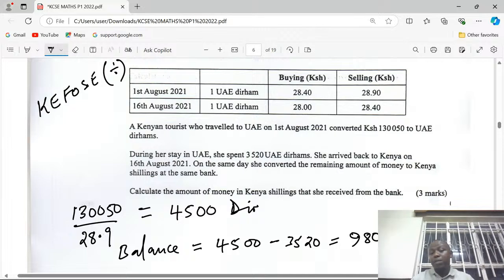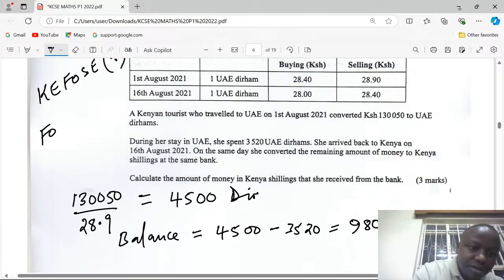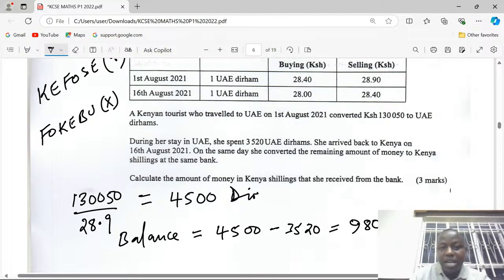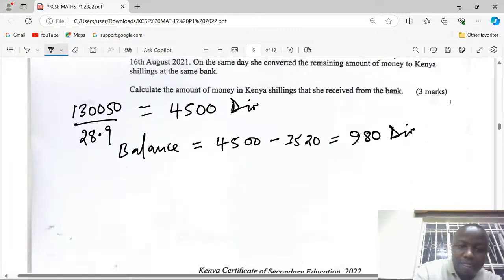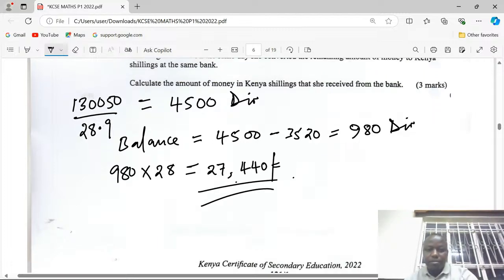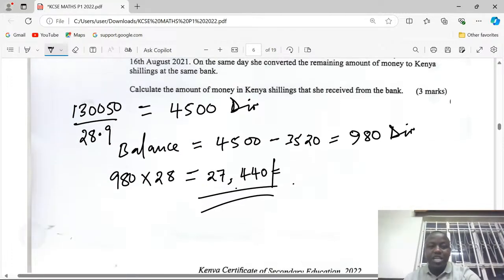So the Kenyan bank will buy the dirham from her, and when buying foreign currency to Kenyan currency, the bank buys and we multiply. So if the bank is buying one at exactly 28 and they are 980, we multiply and get 27,440 Kenya shillings. So that is how we're going to have the money converted back to Kenya shillings.